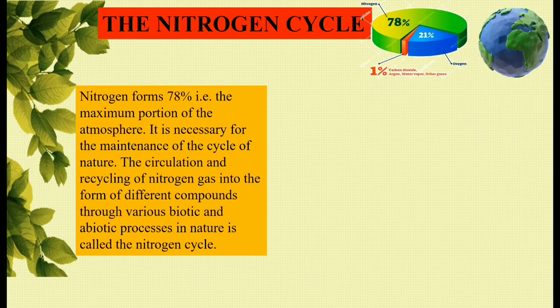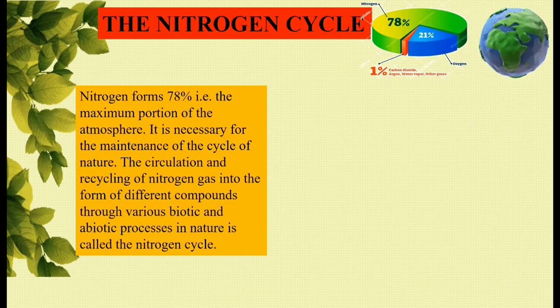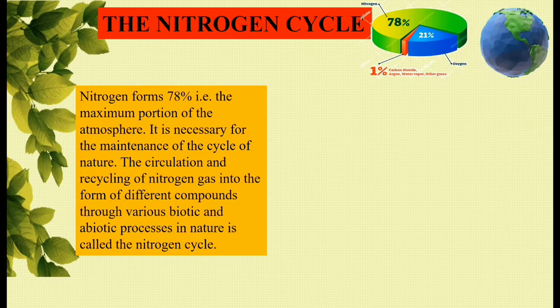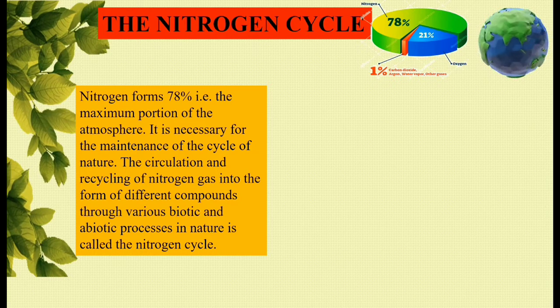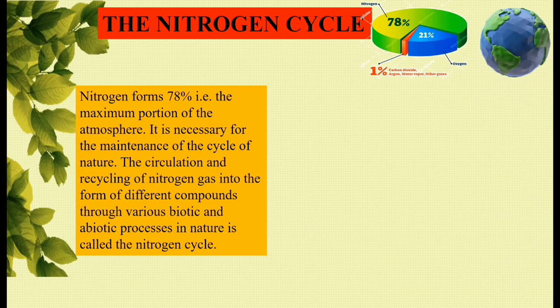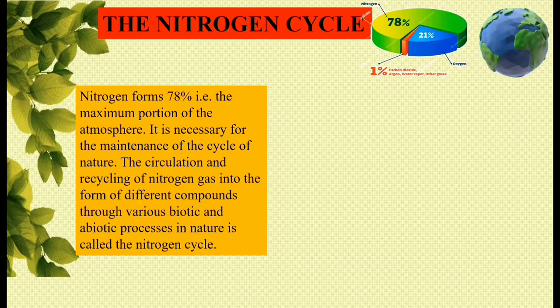The circulation and recycling of nitrogen gas into forms of different components to various biotic and abiotic processes in nature is called nitrogen cycle. तो जिस हिसाब से ये जो साइकिल फ्लो होती है फ्रॉम बायोटिक फैक्टर्स टू एबियोटिक फैक्टर्स, फ्रॉम एबियोटिक फैक्टर्स इनटू बायोटिक फैक्टर्स, ये साइकिल कंटिन्यूसली हो रही है और इस साइकिल को हम लोग बोलते हैं नाइट्रोजन साइकिल.